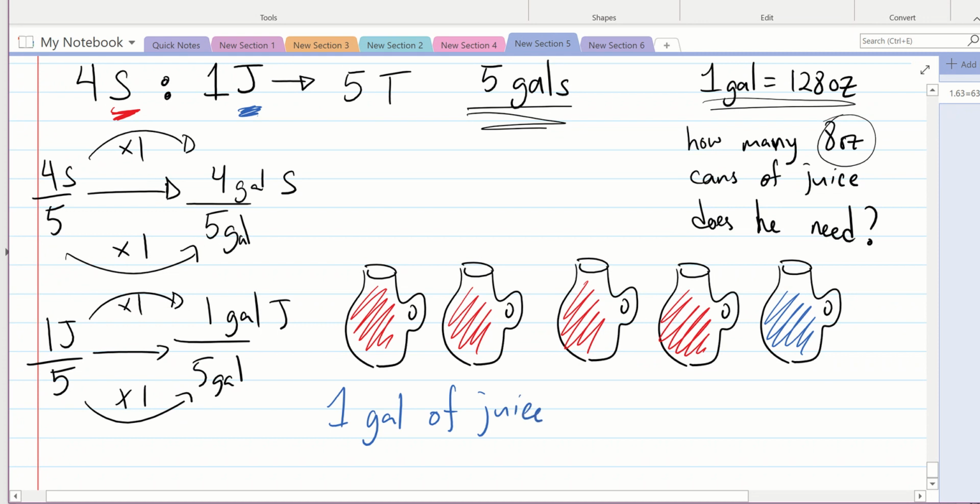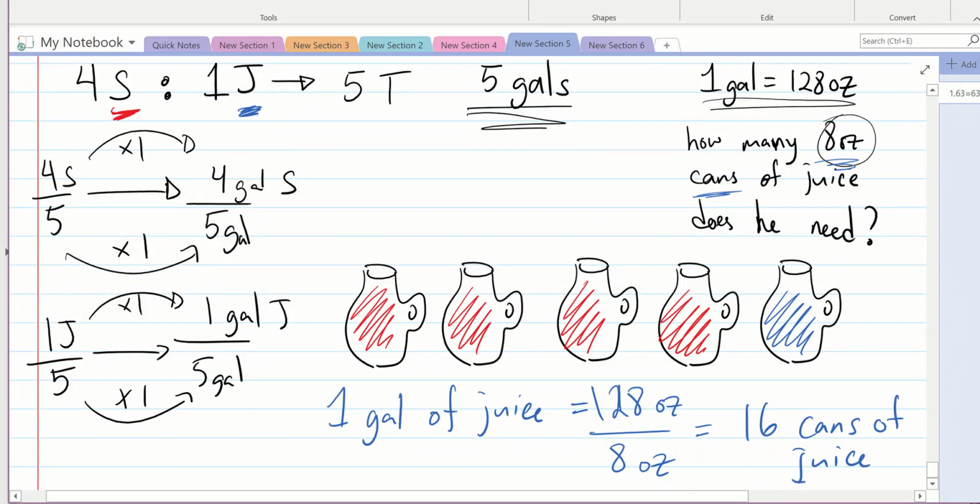But the question didn't ask us how many gallons of juice. The question asked how many cans of 8 ounces. So if 1 gallon of juice equals 128 ounces, how many cans are in 128? Just divide by 8, because we know each can is 8 ounces. 128 divided by 8 gives us 16 cans of juice. Now, pause the video to copy this down for a second.